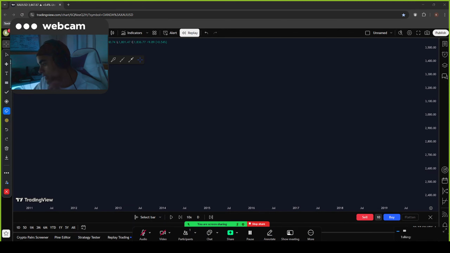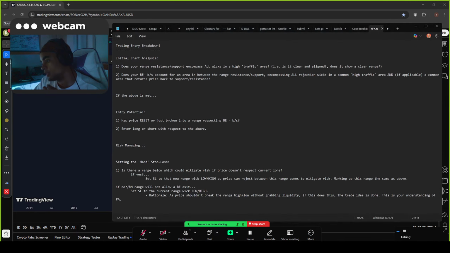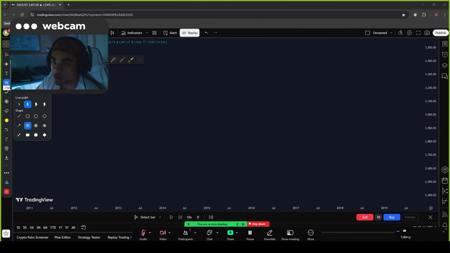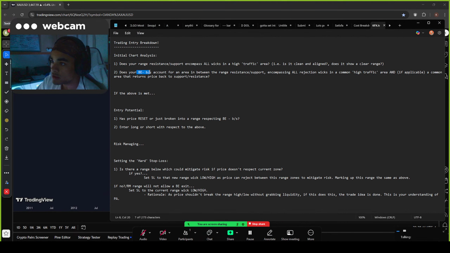Alright, so my next point in the strategy, okay? The checklist. Does your break even buys/sells account for an area in between the range resistance and support, encompassing all rejection wicks in a common high traffic area and, if applicable, a common area that returns price back to support or resistance, respectively. So what does this mean? Let's break this down, right? So first, what is BE, B/S? Break-even buys/sells is what I call it.